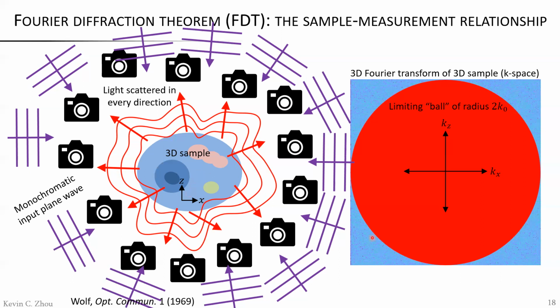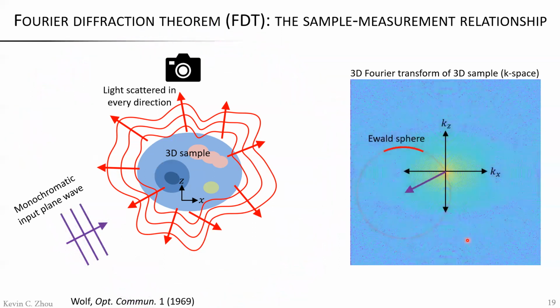However, today, no practical system, as far as I'm aware of, has demonstrated illumination from every possible direction and collection from every possible direction. So in practice, we can't do that. We have a limited collection range, and we can only capture part of the Ewald sphere. So this part here corresponds to the angular coverage of your imaging system.